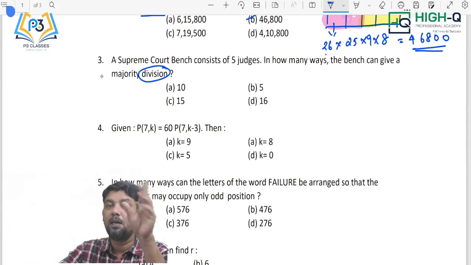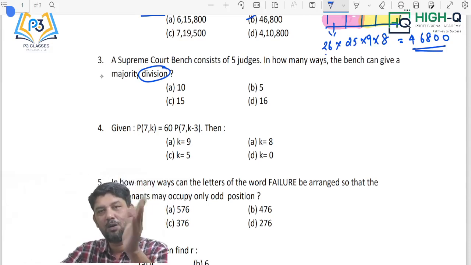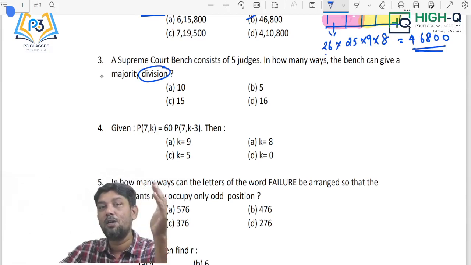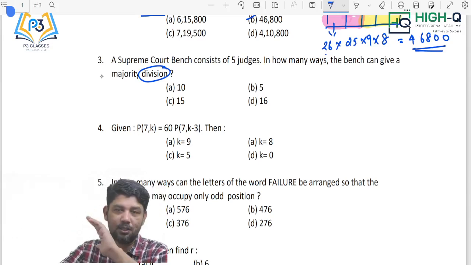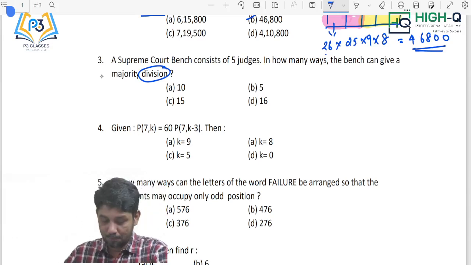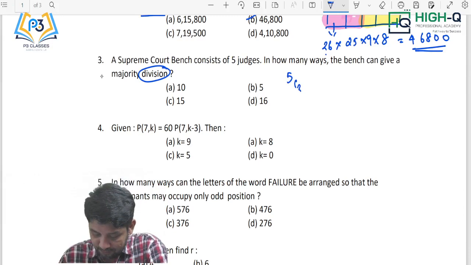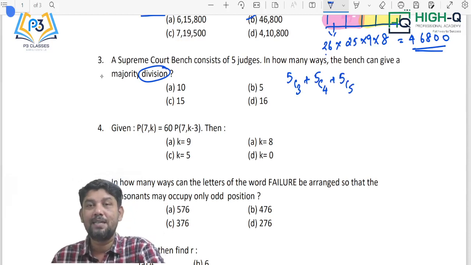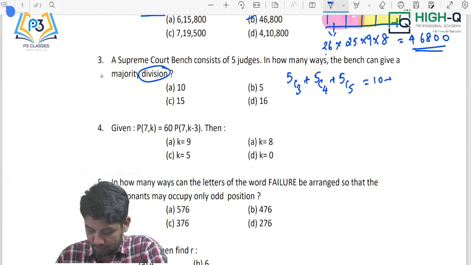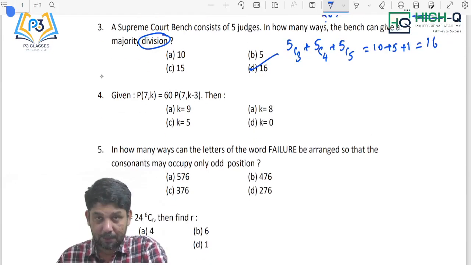2 people may be against the decision, 3 people are favoring, so the judgment is what those 3 people have given. So a minimum of 3 people has to stand with the decision, or 4 or 5. That is the majority. It is nothing but 5C3 or 5C4 or 5C5. Or means addition mathematically. So 10 plus 5 plus 1, which is equal to 16. Am I clear, my dear?